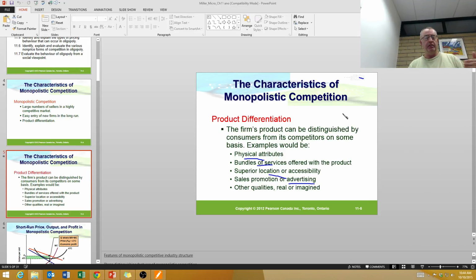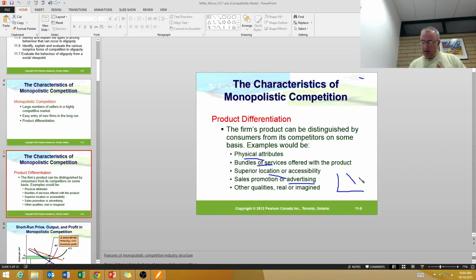In perfect competition, the price was effectively given to each firm, which means the price was set by factors outside the control of the firm, whereas in monopolistic competition, the demand curve faced by the firm slopes downwards to the right.